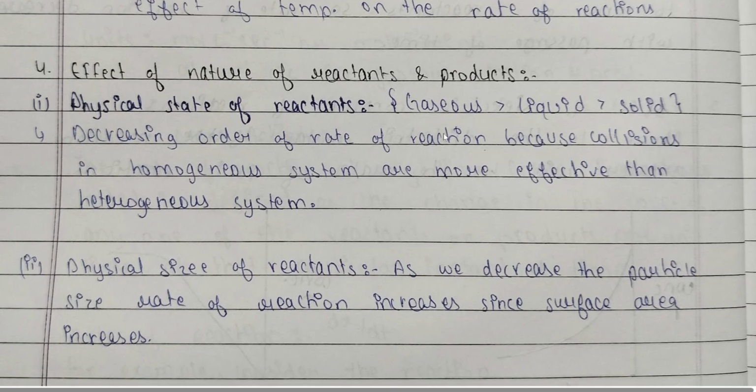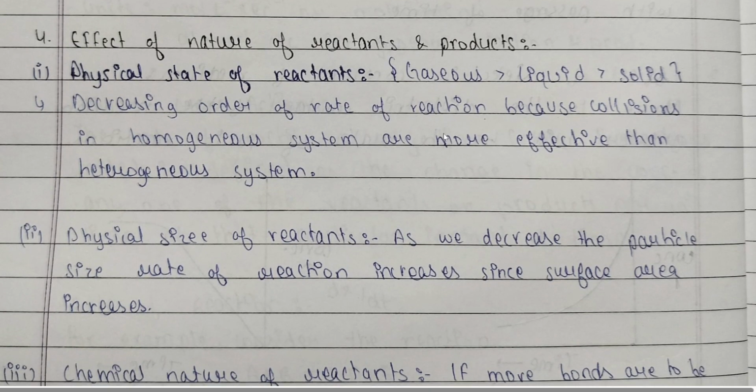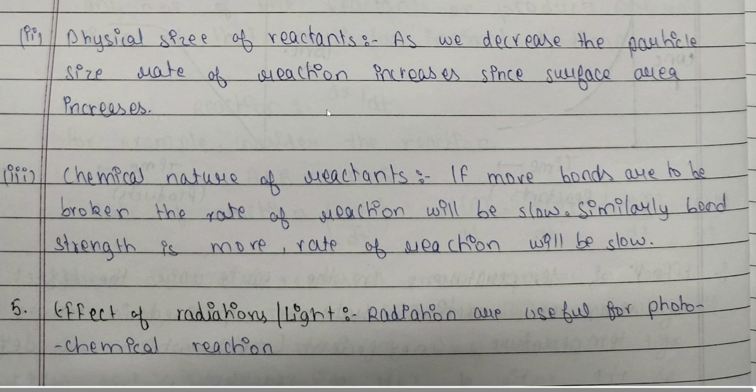Effect of nature of reactants and products. Physical state of reactants: the decreasing order of rate of reaction is homogeneous over heterogeneous, because collisions in homogeneous systems are more effective than in heterogeneous systems. Physical size of reactants: as we decrease the particle size, rate of reaction increases since surface area increases. Chemical nature of reactants: if more bonds are to be broken, the rate of reaction will be slow. Similarly, if bond strength is more, rate of reaction will be slow.